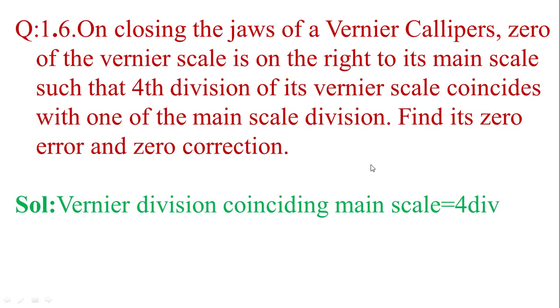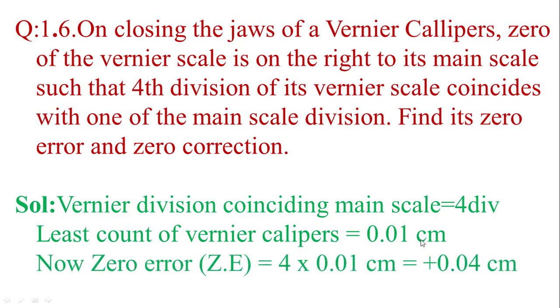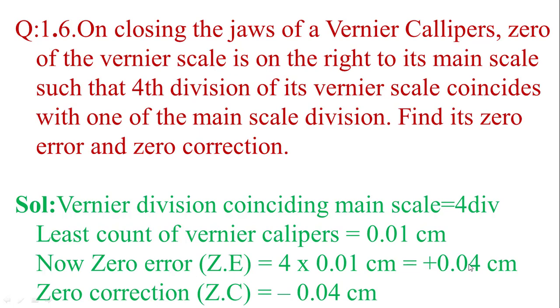The vernier division coinciding with the main scale is the fourth division, and the least count of the vernier caliper is 0.01 centimeter. Zero error is equal to 4 multiplied by 0.01 centimeter, which is equal to plus 0.04 centimeter. Now the zero correction is equal to minus 0.04 centimeter.